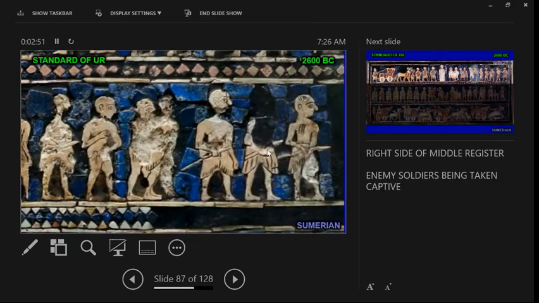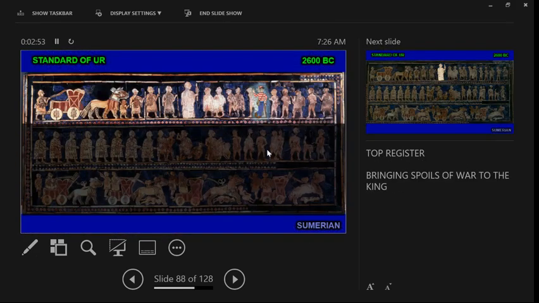All right, so let's go back up to the top register. On the top register, over on the left side, we have a chariot being pulled by either horses or donkeys. And then we have, see, these don't quite look like soldiers anymore. So I think these are priests. And here we have a tall guy, and then some more. And then over on this side, the enemy soldiers being presented before the king.